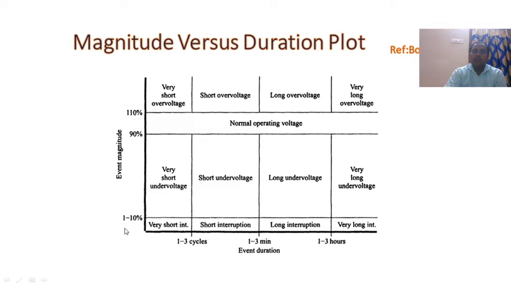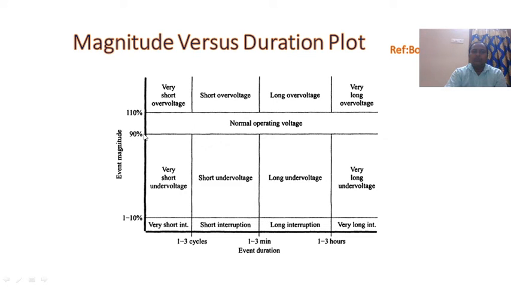So at 1 to 10 percentage of voltage, we will call this a very short interruption, lasting only 1 to 3 seconds. If the event duration is 1 to 3 minutes, that is called a short interruption. If it is 1 to 3 hours, that is a long interruption. More than 3 hours, we will call a very long interruption.